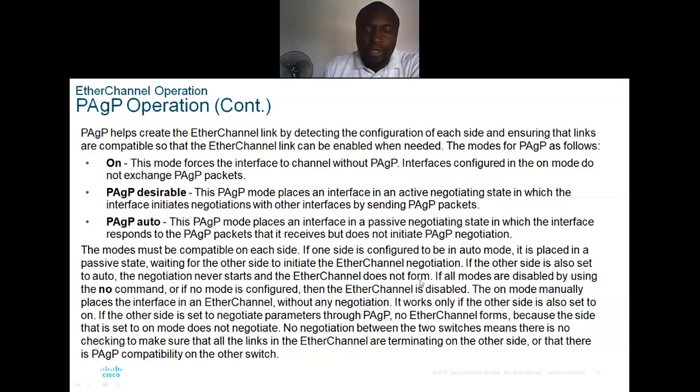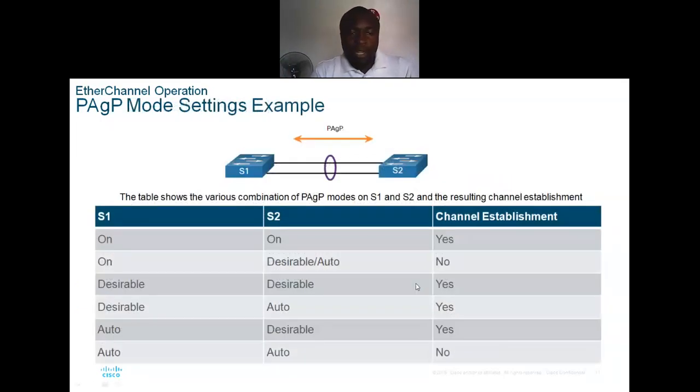All right. Now, look at the summary in the chart. It says that I have switch 1 here, I have switch 2 here. Now, I want to enable EtherChannel using the PAgP protocol, port aggregation, between this link. All right. Now, it says this table shows the various combinations of PAgP modes on switch 1 and switch 2. So, if on switch 1 I set it to on, I set switch 2 on, I can establish EtherChannel. Okay. If switch 1 is on and switch 2 is either desirable or auto, I will not have EtherChannel configured.